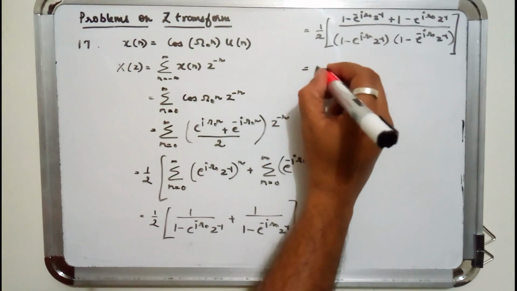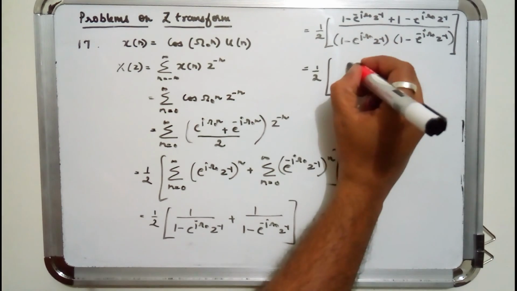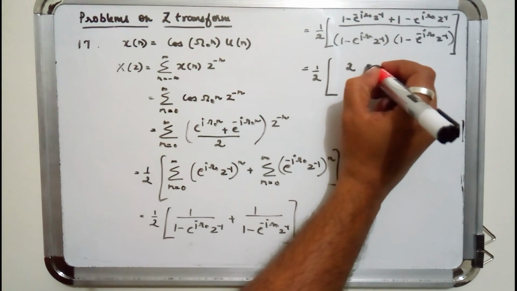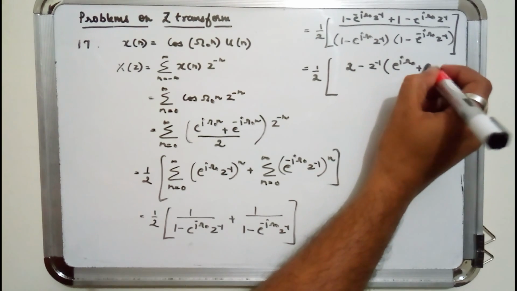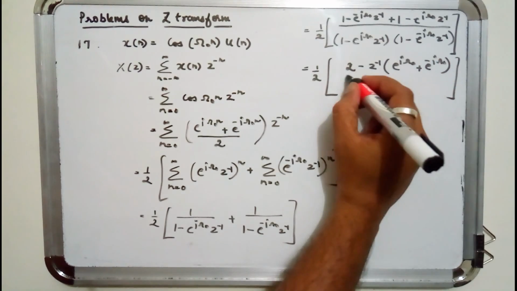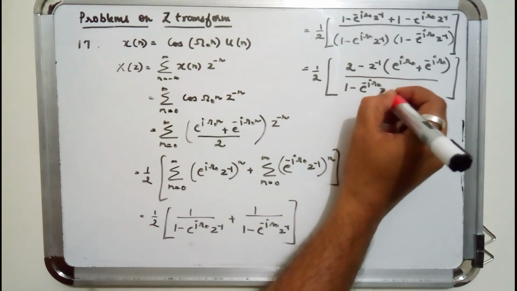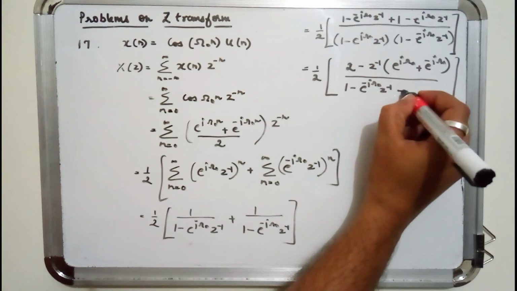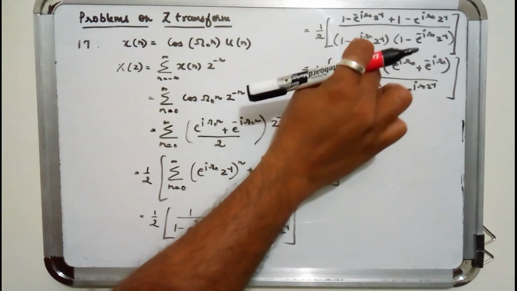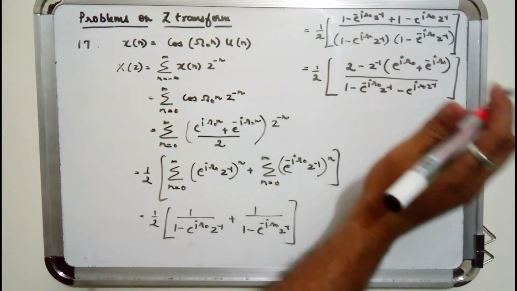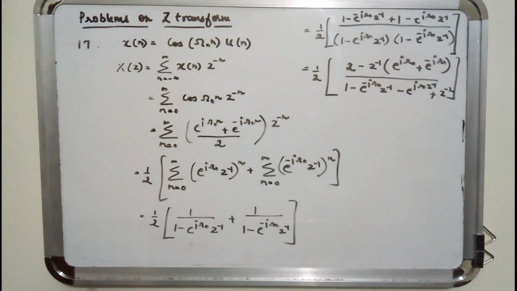So if I simplify this further, half into 1 plus 1, it is 2, minus z inverse into e power j omega naught plus e power minus j omega naught, divided by the denominator, which is 1 minus e power minus j omega naught z inverse minus e power j omega naught z inverse, and what I'll be getting is e power j omega naught into e power minus j omega naught, which is e power 0, that is 1, so plus z power minus 2.